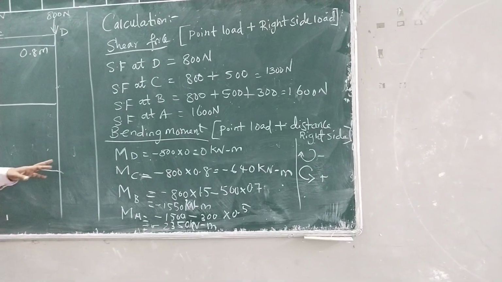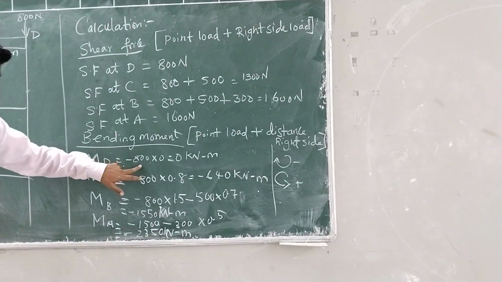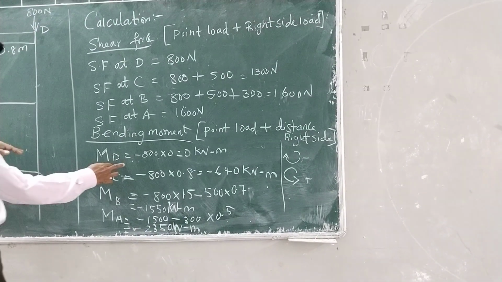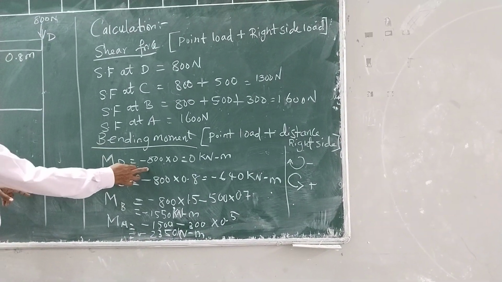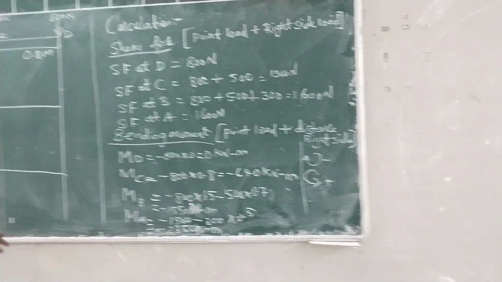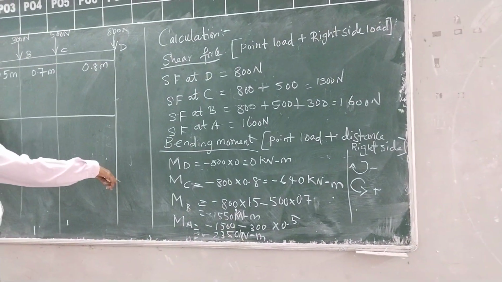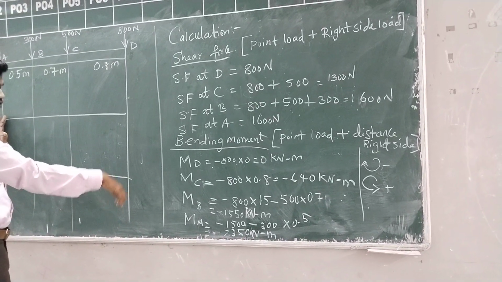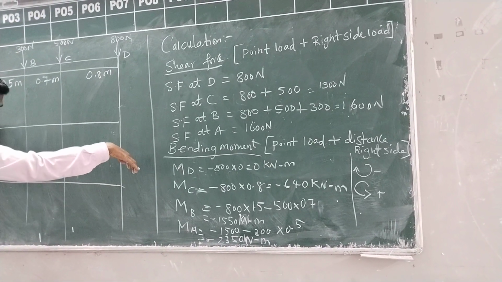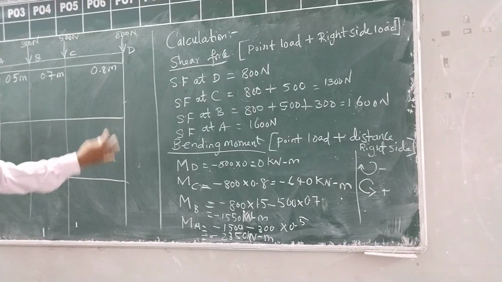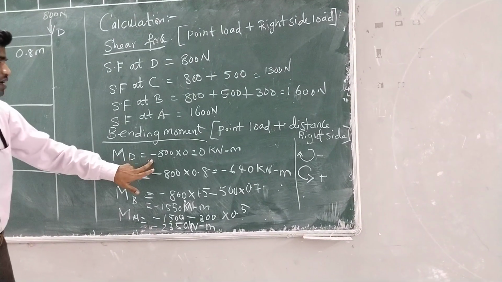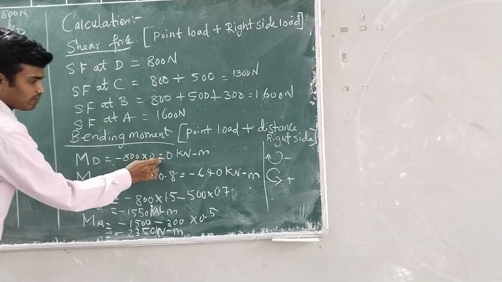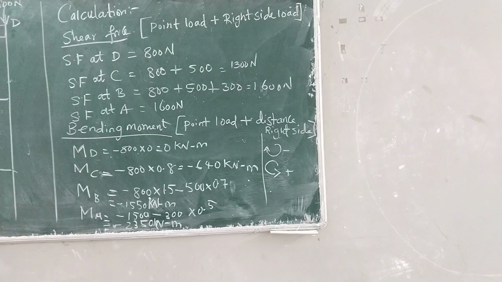So we have to find the bending moment at D, which is equal to minus 800. Why minus 800? Because one end is fixed, and the bending moment of the point load at D acts downward, so the bending moment will be in the clockwise direction. That's why we put minus 800. The distance is 0, so we multiply and the value is 0 kilonewton meter.